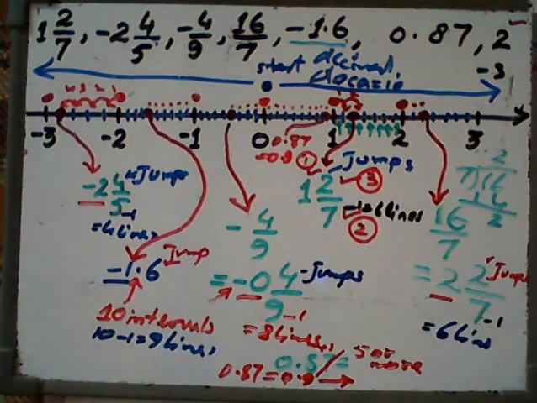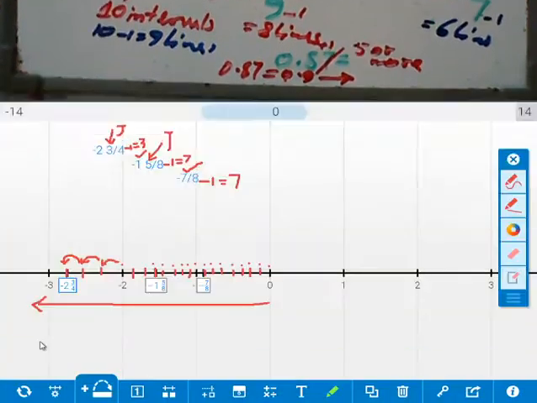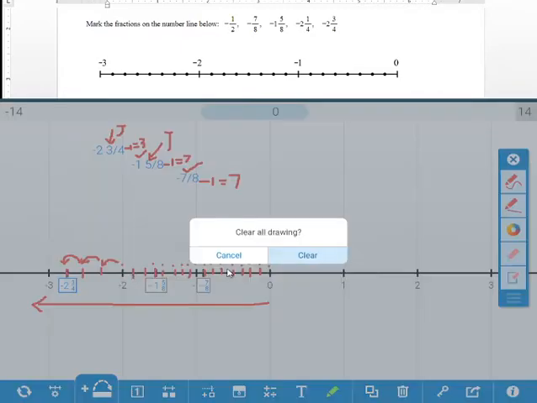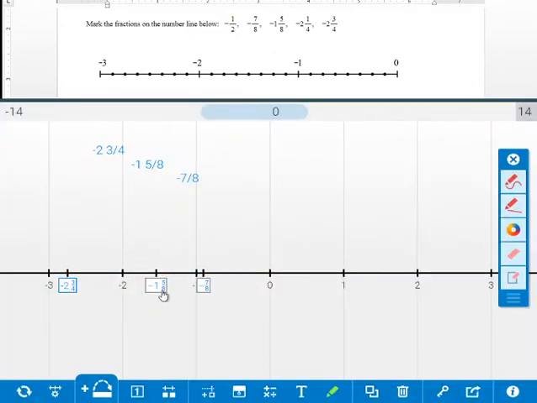So hope you understand how we can draw these fractions, integers and decimals on a number line. Now let's do the same thing on a number line. This is what we have done earlier, so I'm erasing it so that we can do it again. Clear and clear. So now we have 3 different numbers, and we are drawing them here.